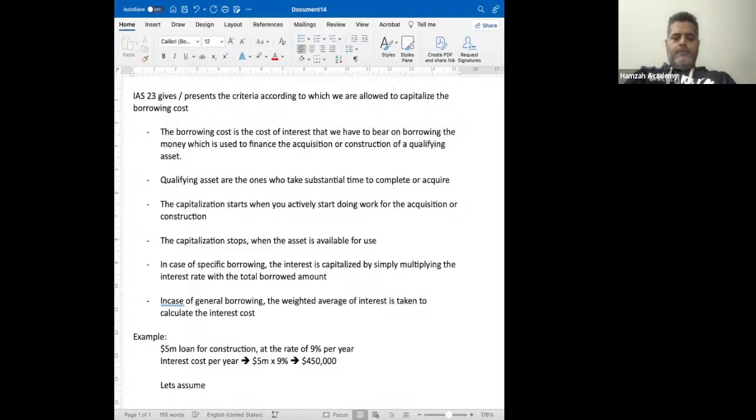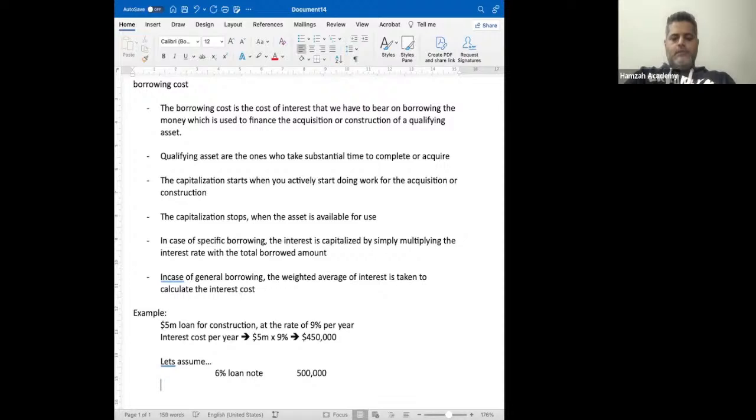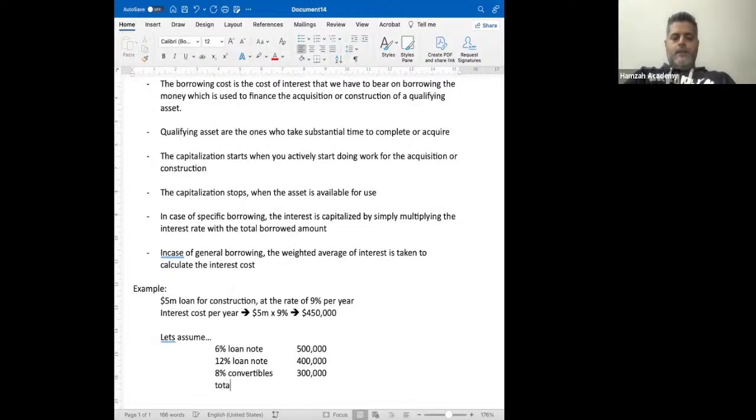And let's assume you have a 6% loan note for 500,000. You have a 12% loan note that has a value of 400,000. And then you have 8% convertibles for 300,000, right? And the total value is 1,200,000. Done? So their total value is 1,200,000 over here.